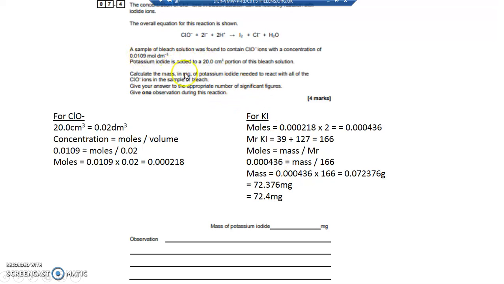All of the others seem to be to 3 significant figures, 0.0109, 20.0, 3 significant figures, so I'll round the 376 up to 4, and 72.4 milligrams now is to 3 significant figures. What would I observe?